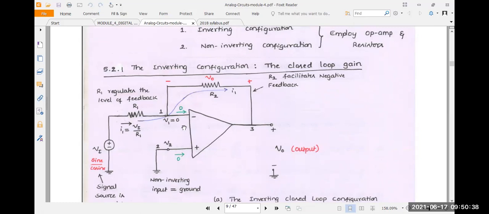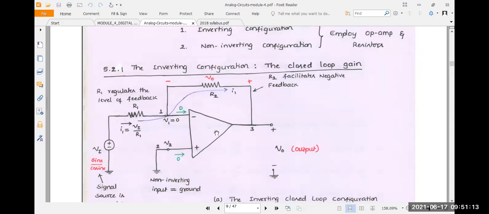You take the op-amp symbol here. There are two inputs for the op-amp, one negative and one positive. Positive is the V2 terminal, negative is the V1 terminal, and terminal 3 is the output. Here they have taken feedback for the op-amp between the V1 terminal and terminal 3, using the R2 resistance.